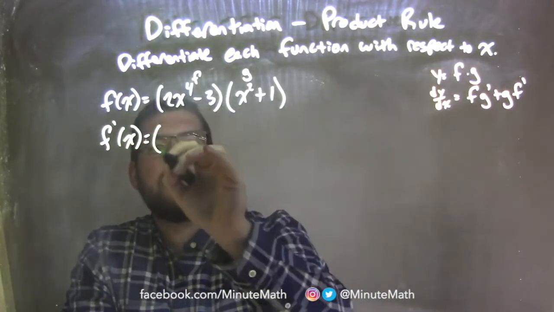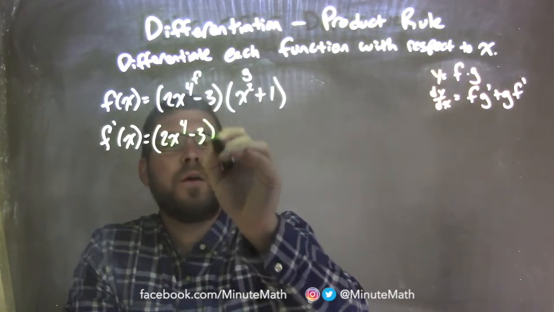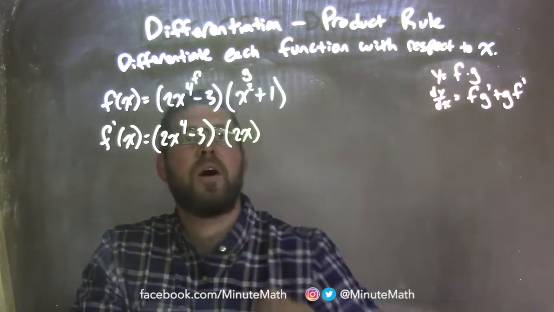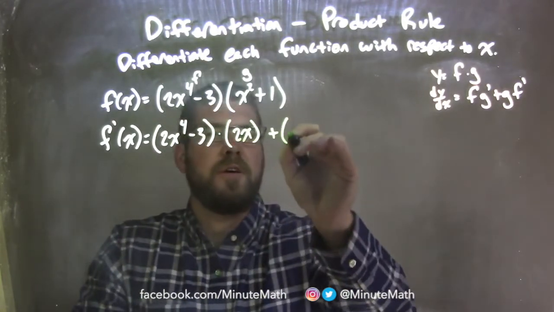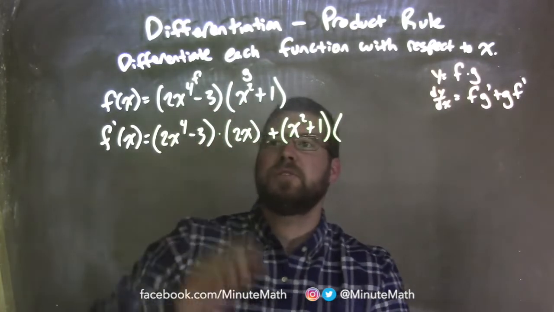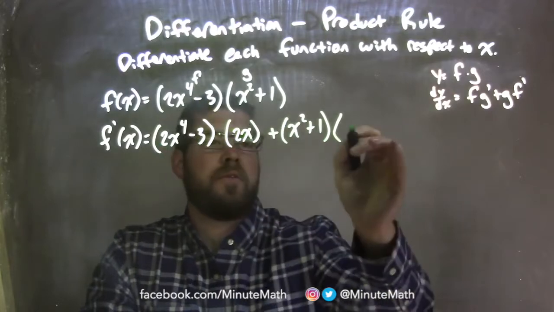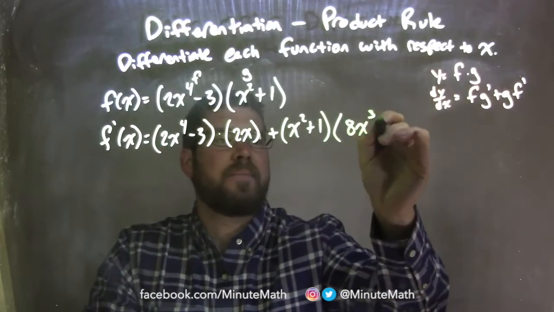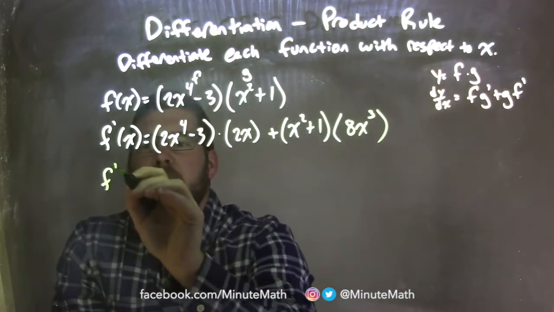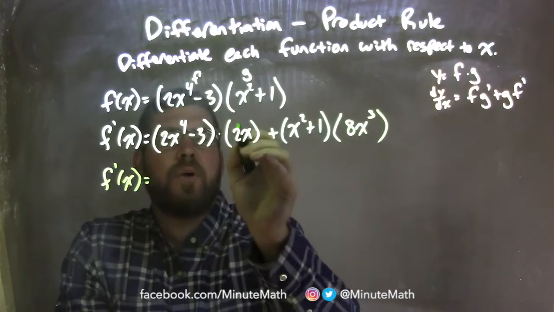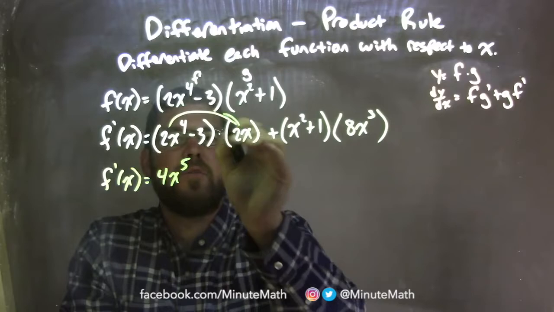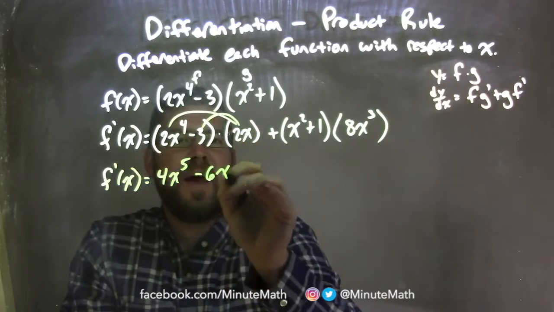Product rule states f, which is 2x to the fourth minus 3, times g prime, which is 2x, derivative of our function g, plus g, which is x squared plus 1, times f prime, which is 2x to the fourth minus 3, derivative of that is 8x to the third, okay? Now I need to distribute. So when I distribute across here, let's go multiply the 2x times the 2x to the fourth, which gives me 4x to the fifth. 2x times a negative 3 is a negative 6x.